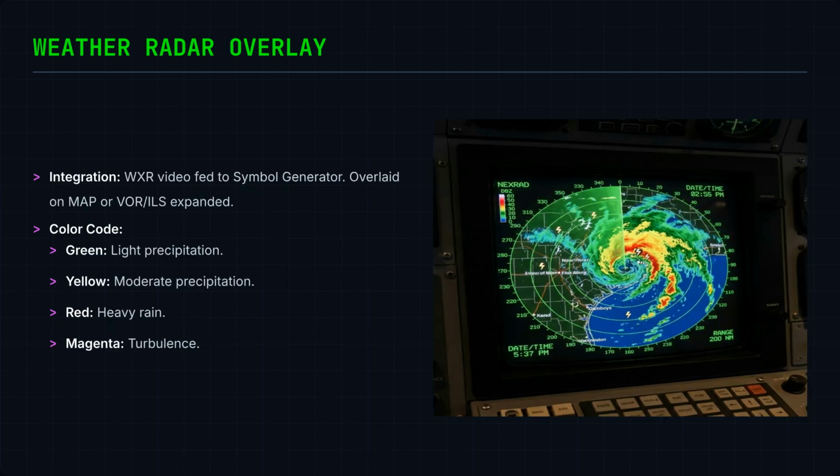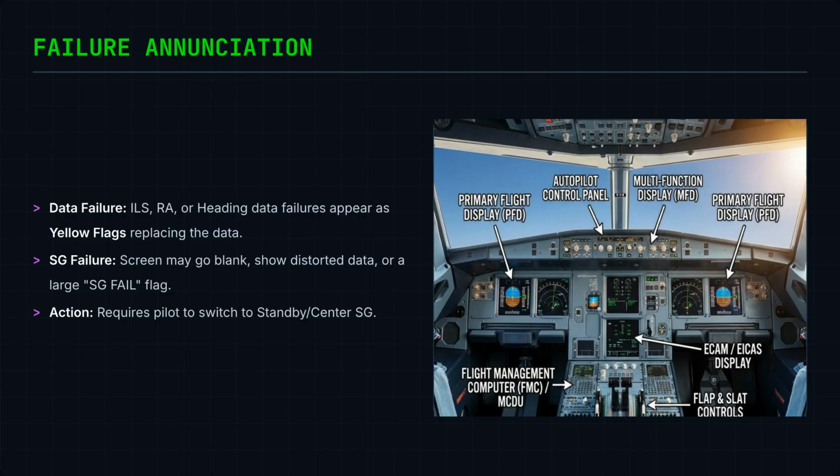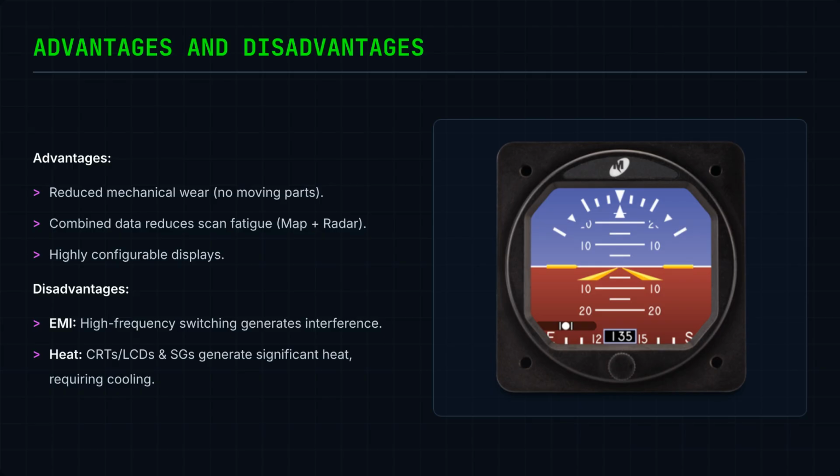Weather radar video is fed to the symbol generator and overlaid on map or VOR/ILS expanded displays. The color code ranges from green for light precipitation to magenta for turbulence. Data failures, such as ILS or heading, are indicated by yellow flags replacing the data. An SG failure can cause a blank or distorted screen, requiring the pilot to switch to the standby SG.